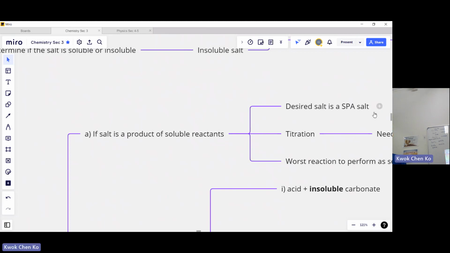If your salt is soluble, ask yourself, is the salt a spa salt? Bernice, what is spa? Therefore, if it is a spa salt, you use titration. Can, if it is a spa salt.